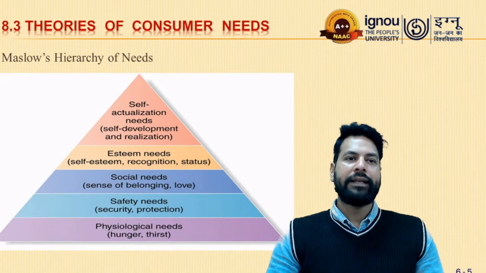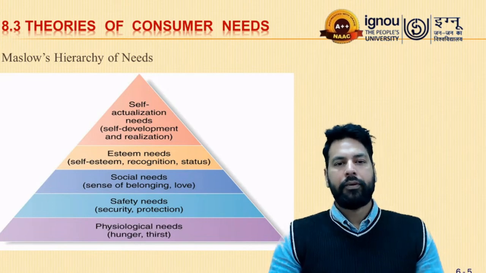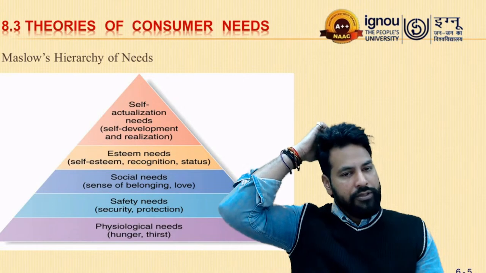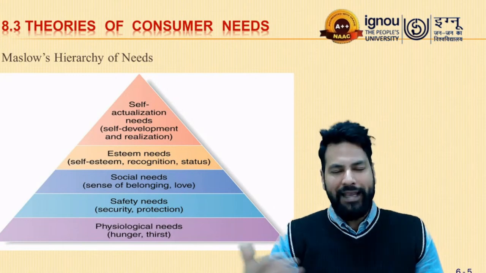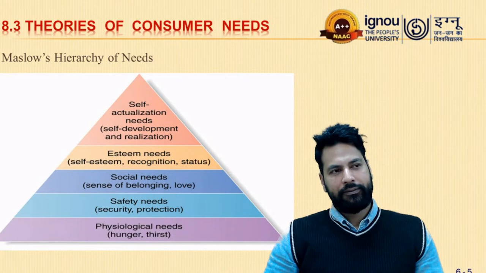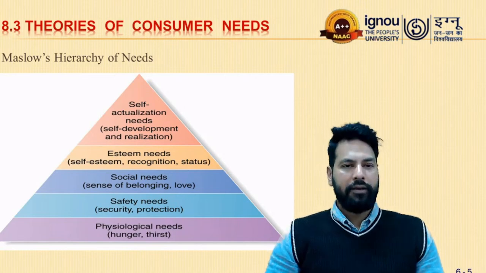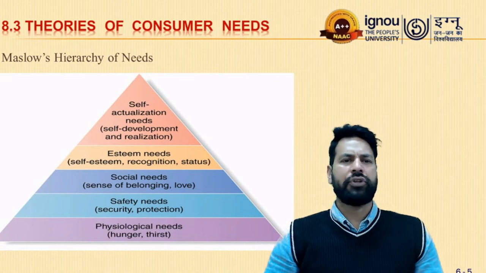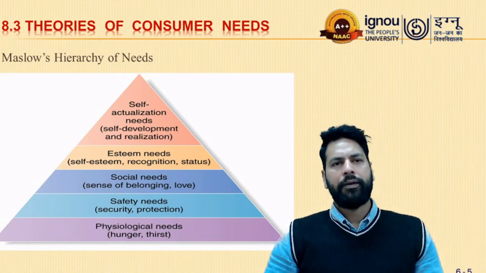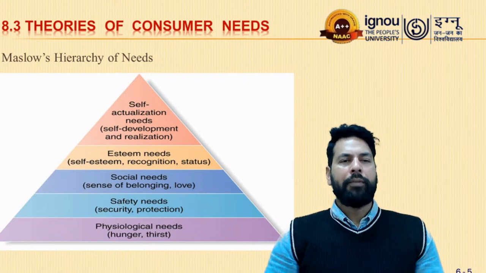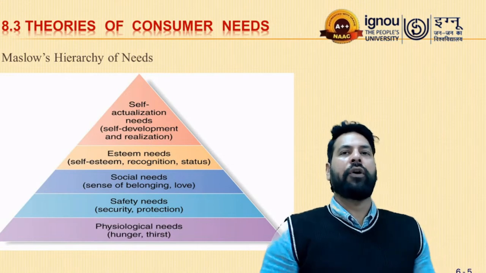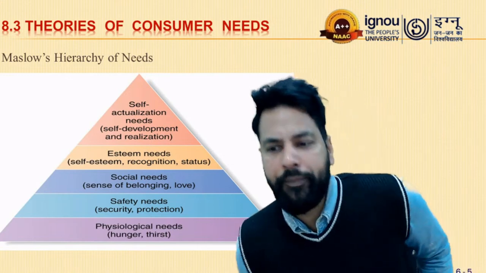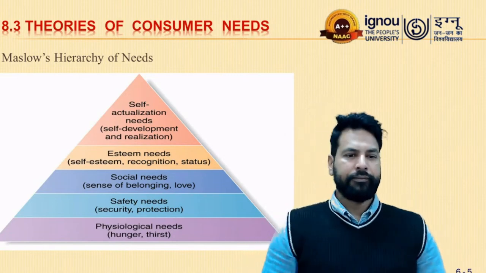There is criticism of this hierarchy also. Somebody who has just finished the physiological need, the first layer, may jump to the self-actualization need. Maybe some saint, some spiritual being who doesn't need any kind of safety, social, or self-esteem need. So there is criticism also, but from the marketeer's perspective, it is very important to understand the different levels of needs of a market and accordingly position your product or services. I hope this is clear.